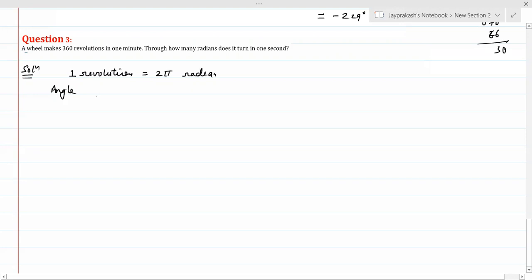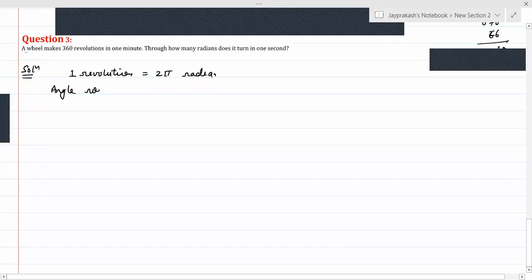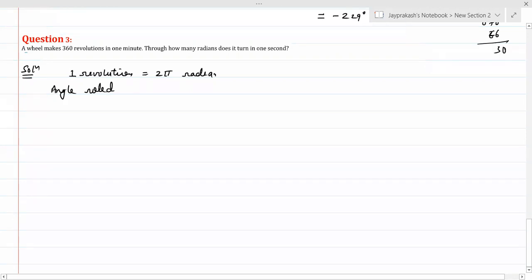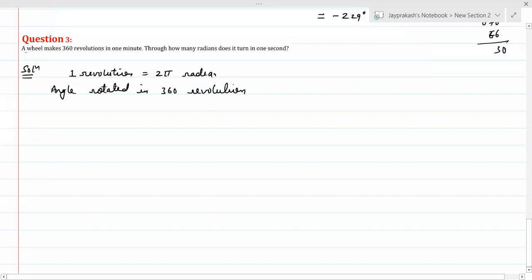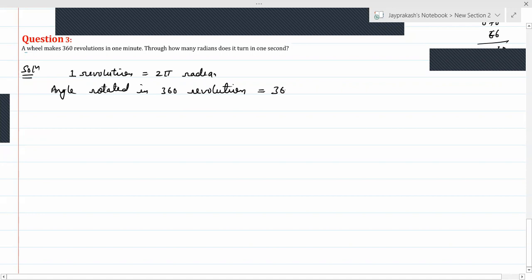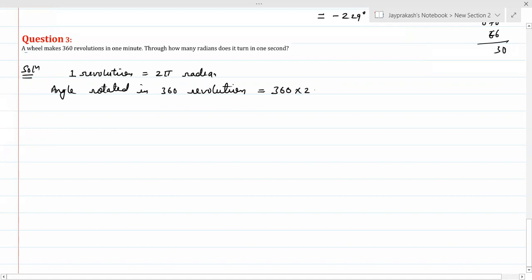angle rotated in 360 revolutions equals 360 into 2 pi. These all are in radian.